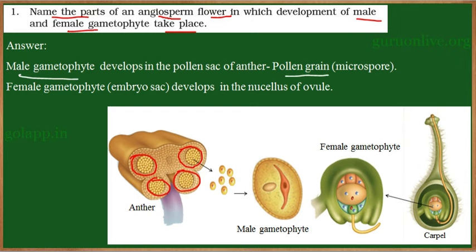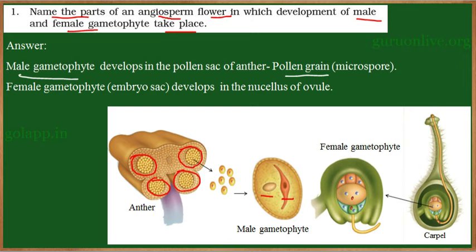Male gametophytes are also called pollen grains or microspores. Now these pollen grains contain 2 cells, vegetative cell and generative cell. Now the generative cell will give rise to the male gamete and the vegetative cell will give rise to the tube cell. So the male gametophyte develops within the pollen sac of the anther.